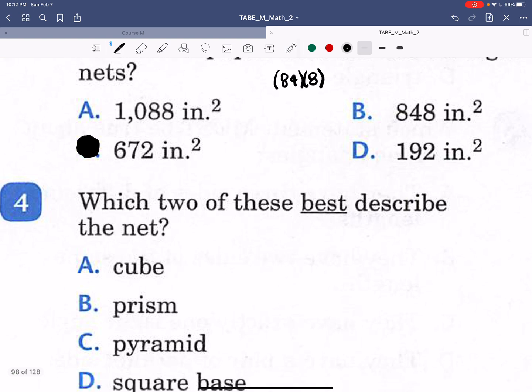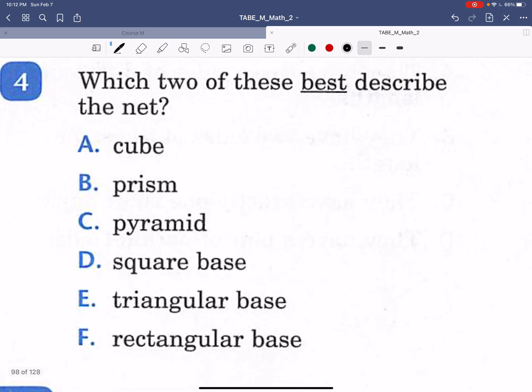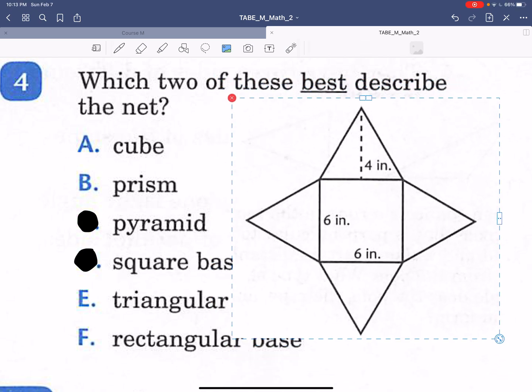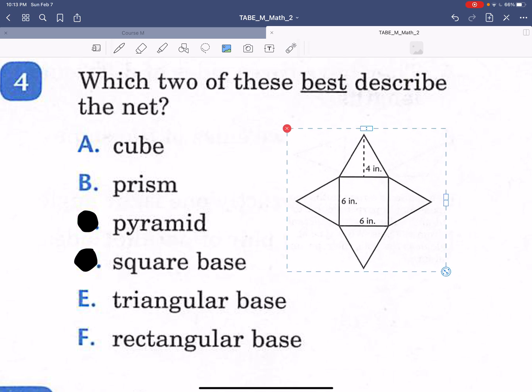Number 4, which 2 of these best describe the net? Is it a cube? No. A prism? That's a box. A pyramid? Yes. Does it have a square base, a triangular base, or a rectangular base? It has a square base. If you fold this thing up, you would get a square pyramid.